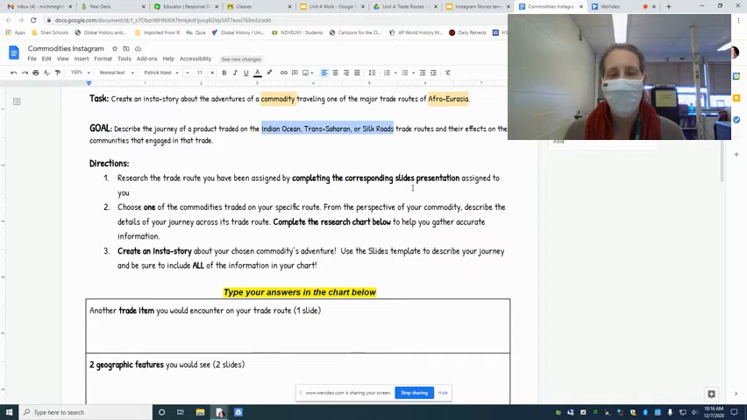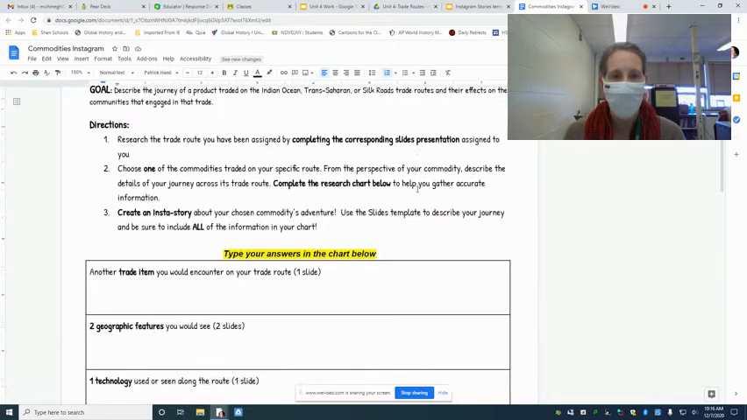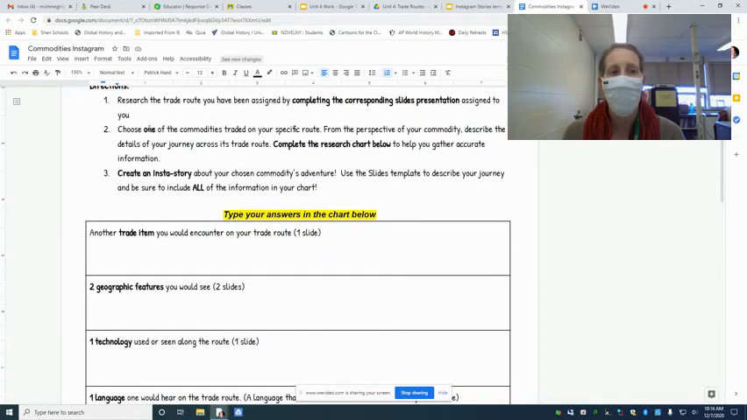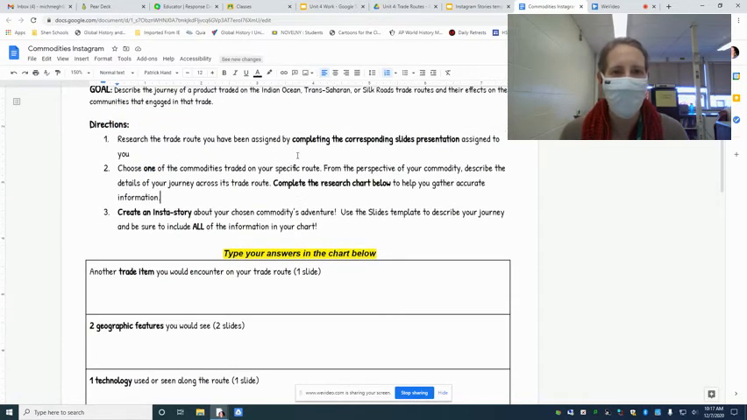You're going to complete the slides presentation for that. Then you're going to choose one of the commodities on your specific route. And from the perspective of that commodity, describe the details of your journey. So you are going to become the orange. You are going to become the bolt of silk. Okay. And then speak as that. So like, I, the orange, traveled across the Indian Ocean. Okay. That's how you'll do your Insta story.